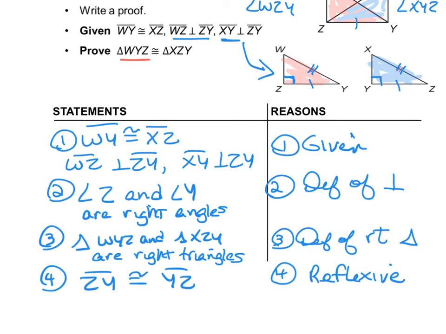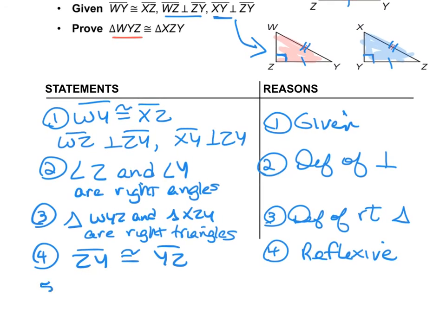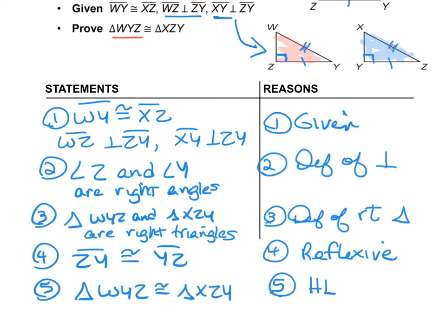And then now I can say what I was trying to prove, that triangle WYZ is congruent to triangle XZY, and my reason is the hypotenuse leg congruence theorem. When you're writing this yourself, you can just put HL. That's enough information. So that concludes the notes on 2 more shortcuts, side, side, side, and hypotenuse leg.